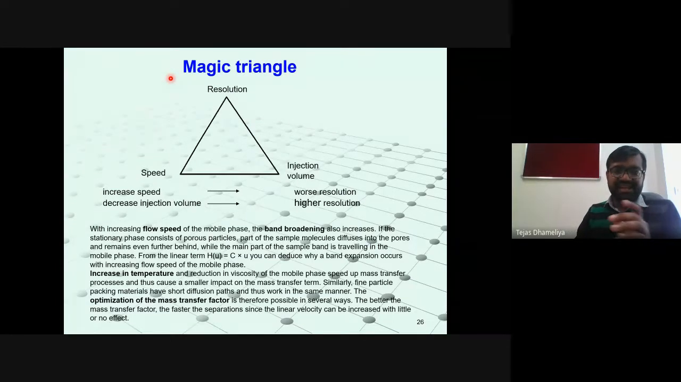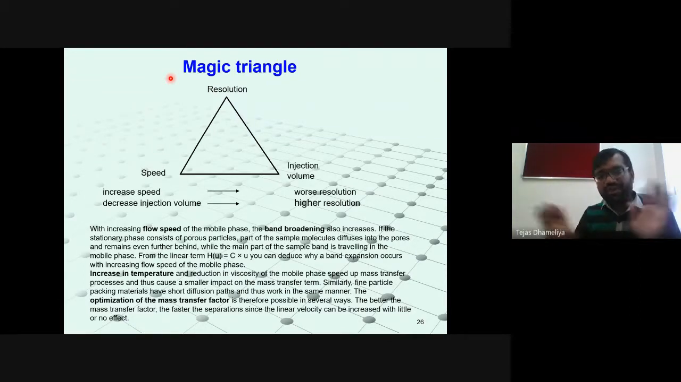It is a magic triangle because if you could optimize the injection volume and the speed, you will be better able to understand the resolution, injection volume and the speed. Okay, that is why it is called a triangle; otherwise there is no need for a triangle. And it is named magic because once you, for your protocol, optimize the injection volume and the speed, meaning the velocity or flow rate of the mobile phase, and maintain it, then you can achieve better resolution.